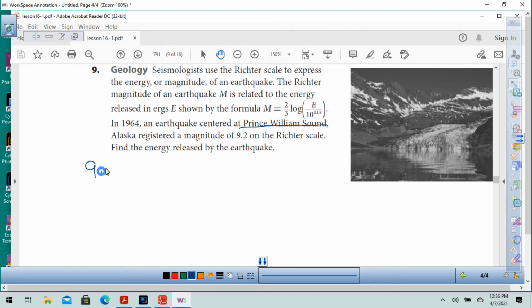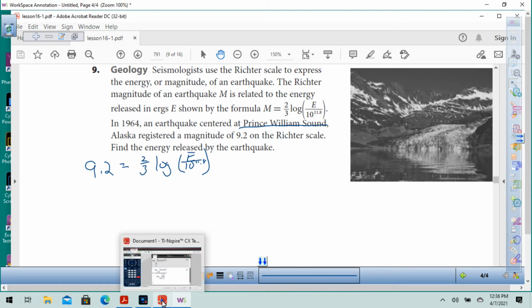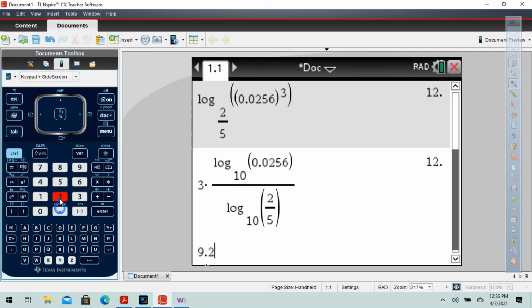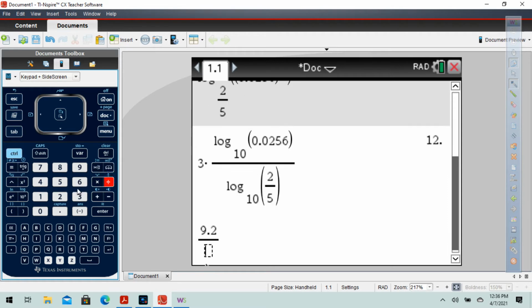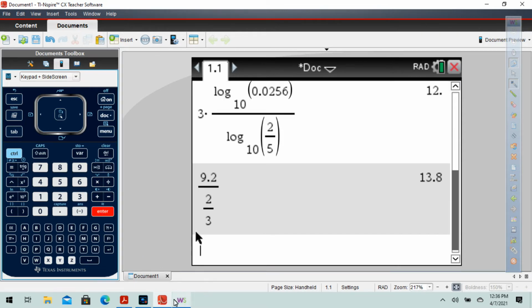So we got 9.2 equals 2/3 log, and that's E over 10 to the 11.8 power. All right, so I'm going to divide both sides by 2/3. So 9.2 divided by 2/3, and that gives me 13.8.